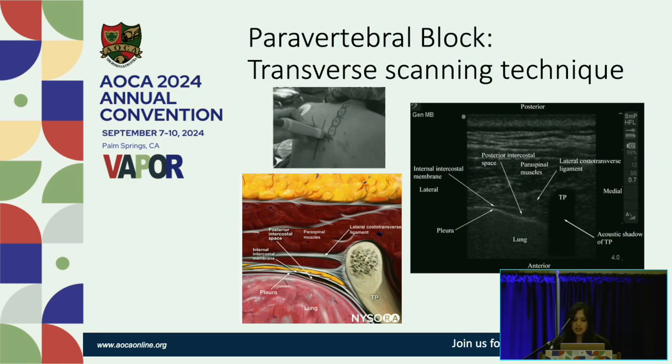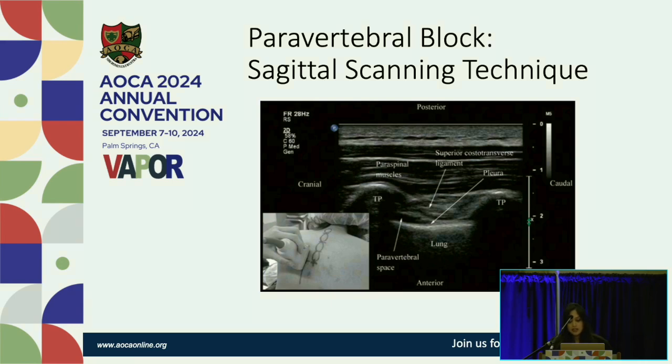I usually do the sagittal scanning technique. So here the ultrasound transducer is positioned 2 to 3 centimeters lateral to midline with the orientation marker directed cranially. And the transverse process is seen as a hyperechoic structure, and it's deep to the paraspinal muscles. And in between the 2 adjacent transverse processes, you can see the superior costotransverse ligament, the paravertebral space, and the pleura. And local anesthetic is deposited deep to the superior costotransverse ligament. It's important to note that before I mentioned you can get 5 to 6 dermatomal spread with a single injection, but some do like to perform 2 to 3 injections to ensure coverage of the whole area.